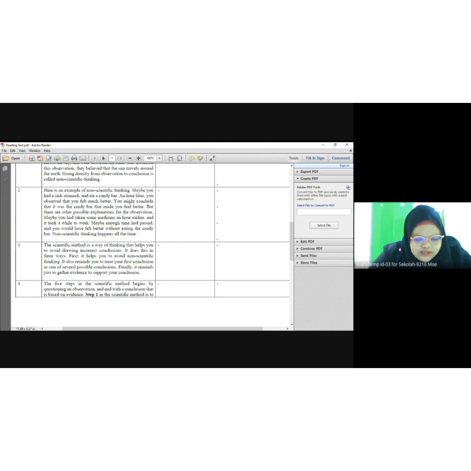Why do you think this is the main idea, Tivia? Because in the paragraph they are telling the steps that you need to do. Yes, because the paragraph tells you about the steps of the scientific method. All right. So what about the supporting details?